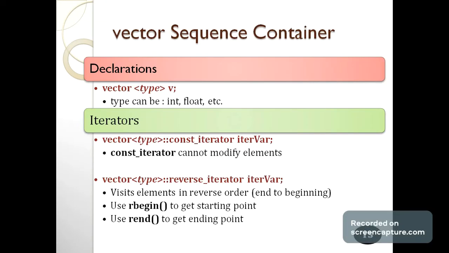In a similar manner, if you want an iterator to point to a particular vector, you have to specify which type of vector you want to make that iterator point to. So similarly, we have written here vector type constant iterator etr var. That means etr var is a constant iterator pointing to a particular vector type. But it cannot modify the elements as it is a constant iterator. And then you have a reverse iterator also. Reverse iterator means it will start from the end position and run towards the beginning position. In the reverse manner it works.